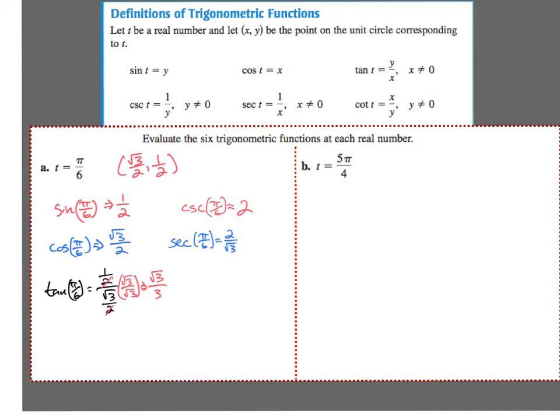Now, what's wrong with this? It's a square root on the bottom. So I rationalize it. So what does it become? 2 square root 3 over 3.